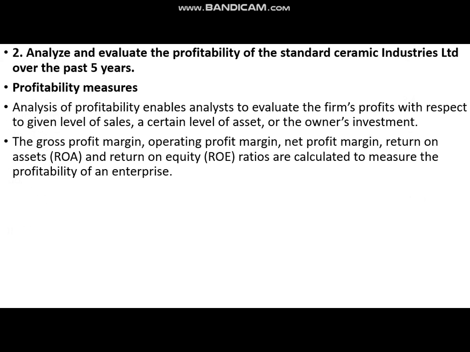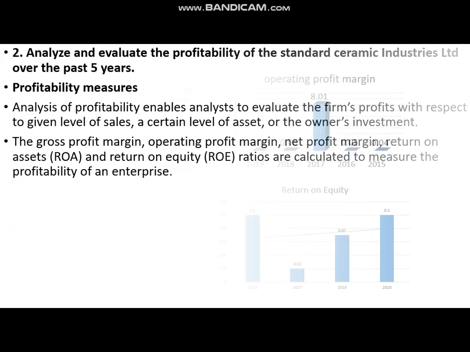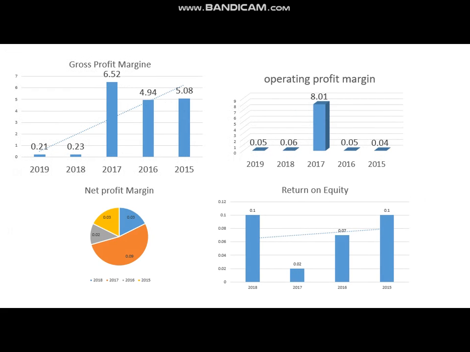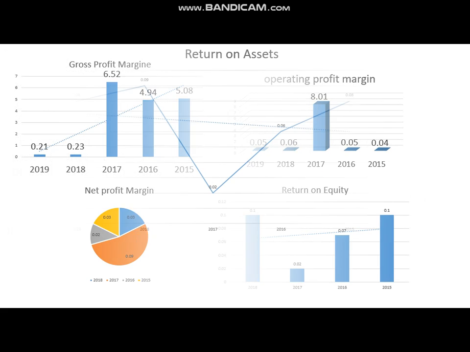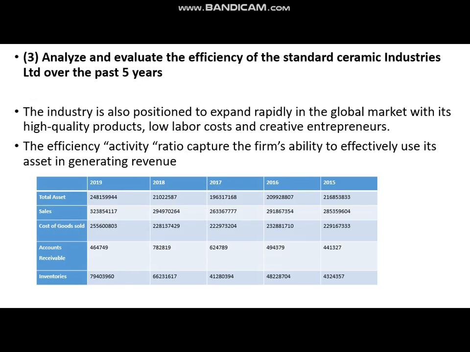Question 2. Analyze and evaluate the profitability of Standard Ceramic Industry Ltd over the last 5 years. Profitability measures: the analysis of profitability enables analysts to evaluate the firm's profits with respect to a given level of sales, a certain level of assets, or the owner's investment. The gross profit margin, operating profit margin, net profit margin, return on asset, and return on equity ratios are calculated to measure the profitability of an enterprise. This is a graph of gross profit margin, net profit margin, return on equity, operating profit margin, and return on asset.